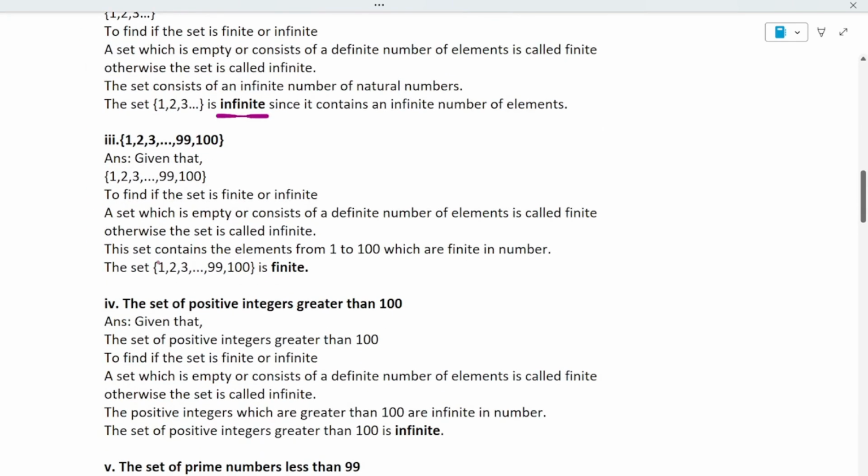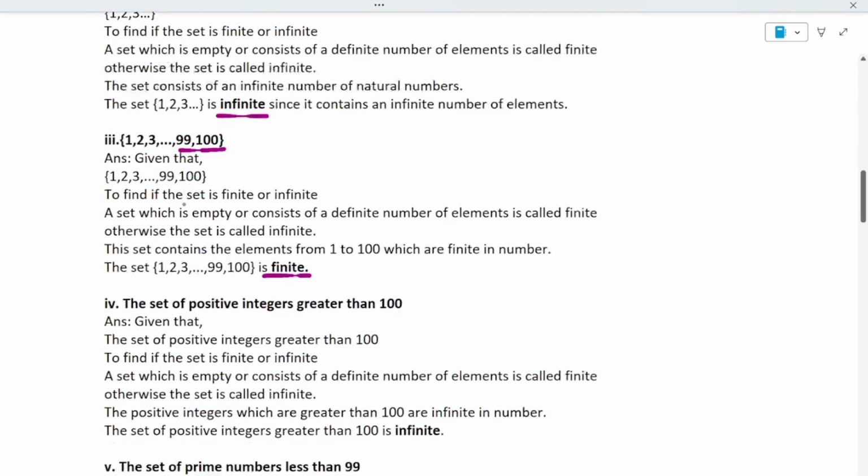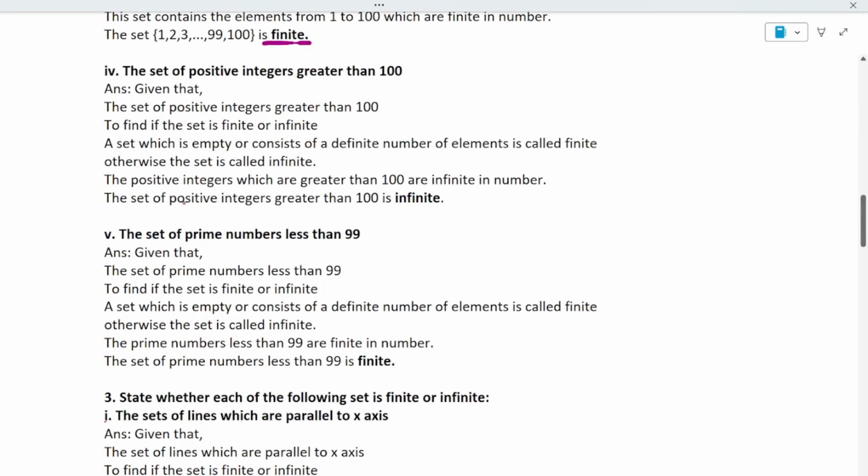Now let's see the third question. Here they have given an end. So as we can see in the set, it is finite. If they ask this question in words, you say the numbers are from 1 to 100, easily you can say. But here you cannot say that. Here it is 1 to infinity. Now let's see the fourth question.